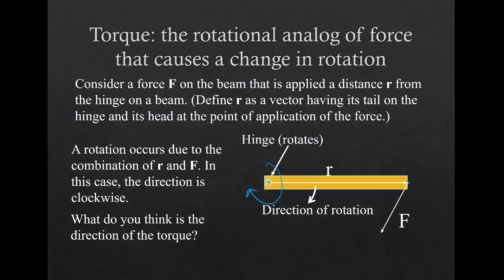I invite you to think back to the right-hand rule from rotational kinematics, and remember that we curl our fingers in the direction of the rotation, and our thumb will give us the direction of the torque. If you do that for this example, you'll see that the torque is into the page. That is signified by an X, and the symbol for torque is the Greek letter tau, which is a vector. So technically it's going into the page at the location of the hinge.